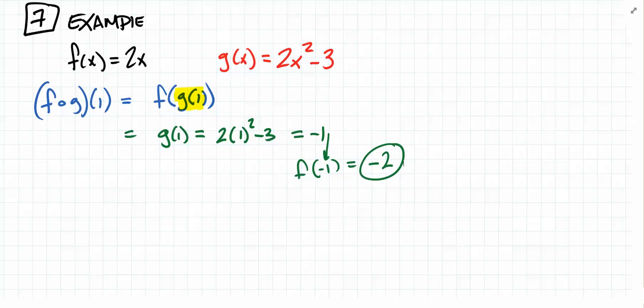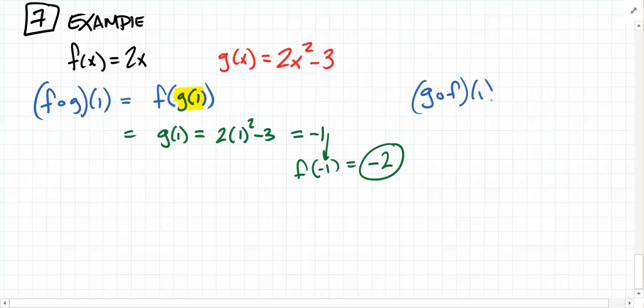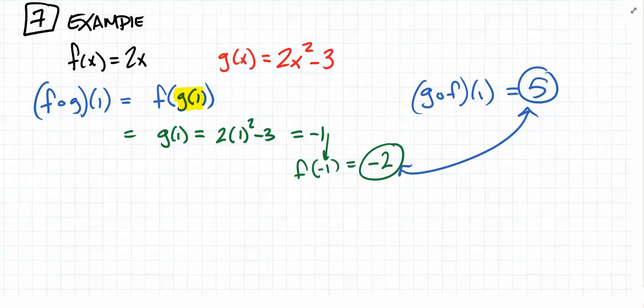So what about this one? What would g of f of 1 be? Go ahead and figure that one out in your head. You should have got 5 for this answer. Does it make sense to you that these two answers would ever be the same? Well, if the functions were the same. But if the functions were the same, would they even be the same then? No, right?